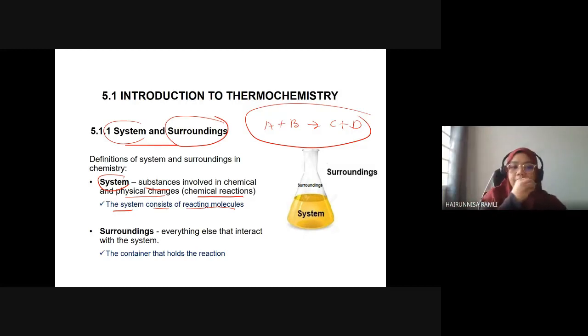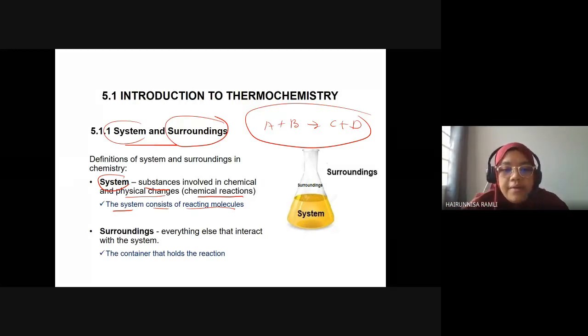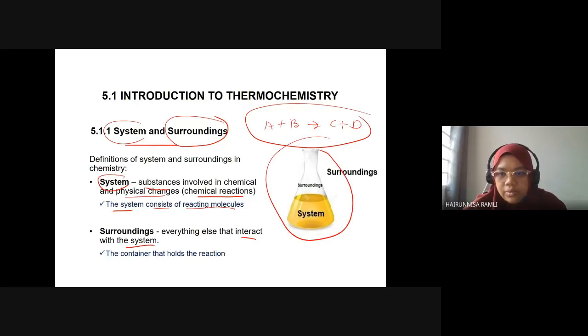Okay. So what is surrounding? Everything else that interacts with the system. For example, you have this reaction in the conical flask. So system tu the reaction lah yang ada kat dalam ni kan. So the surrounding can be the container.